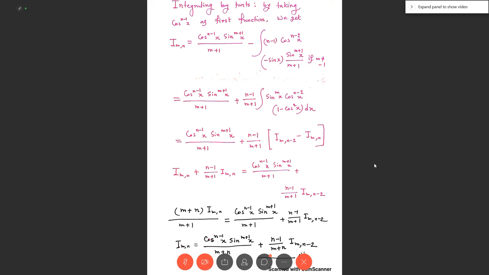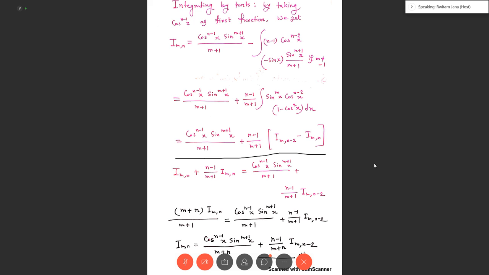Then ultimately it will give you this step. And you can understand that I suffix m comma n minus 2 is nothing but the integration of sine to the power mx cos to the power n minus 2x, and Imn as I defined it previously.